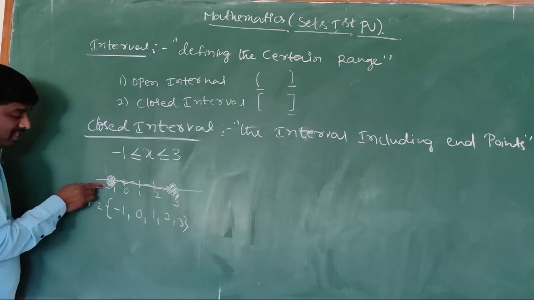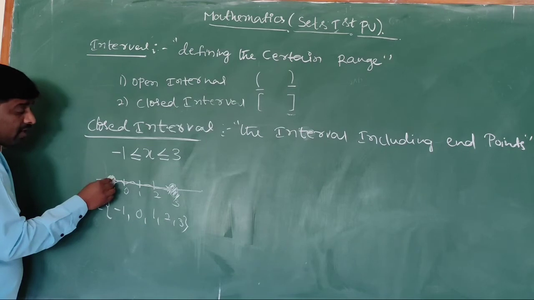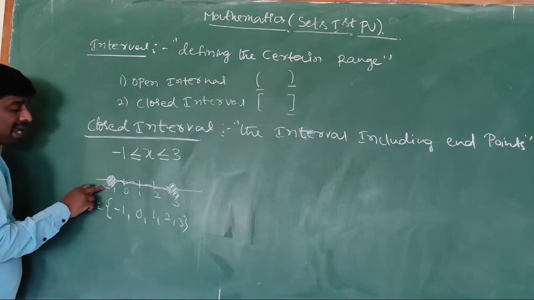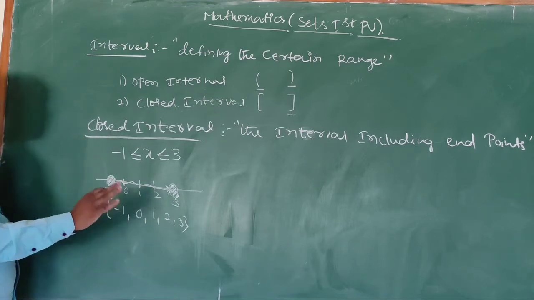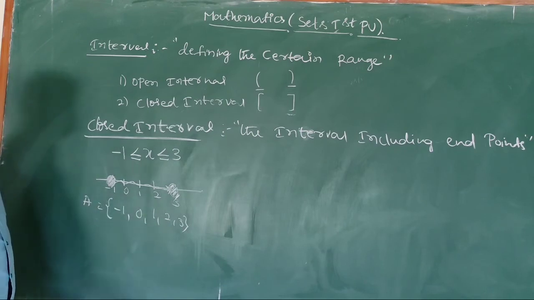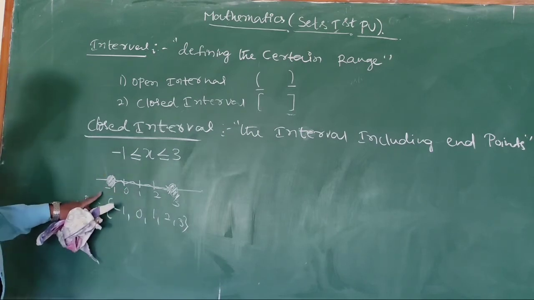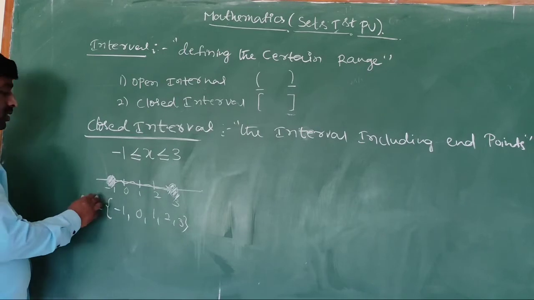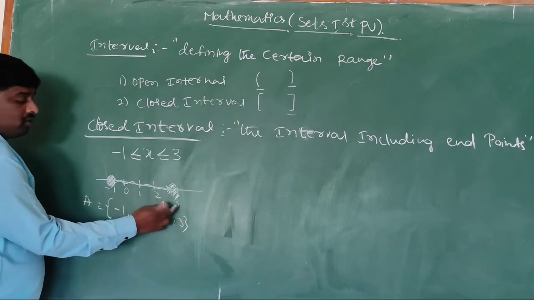That's why I am shading this. Okay, I am shading this circle, but in open interval I did not shade, because we should leave that point, excluding that point, but it is including endpoints -1, 0, 1, 2, 3.